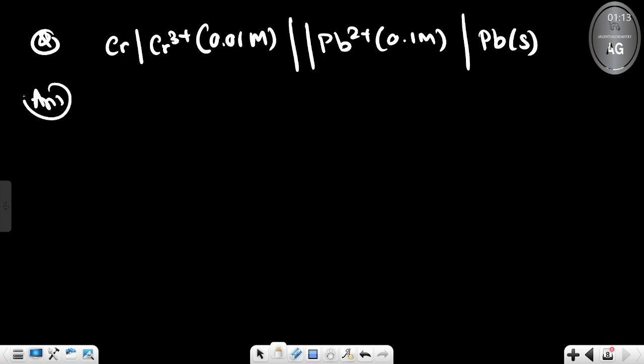Okay, same question. Question number 1, tell me how many electrons are changed. n equals to how much? I'm writing n equal to number of electron change. So what is going to be the number of electron change?